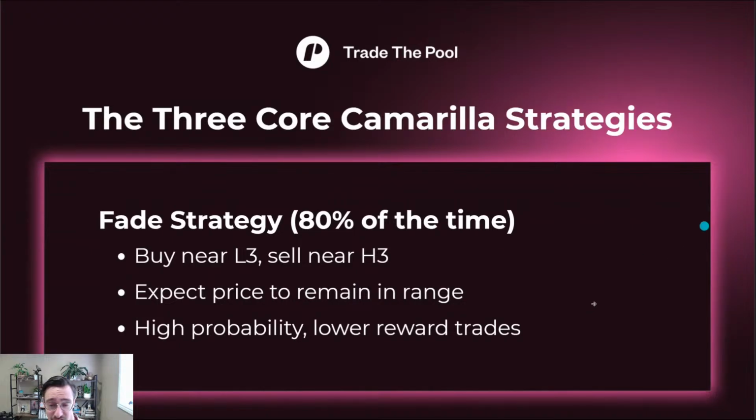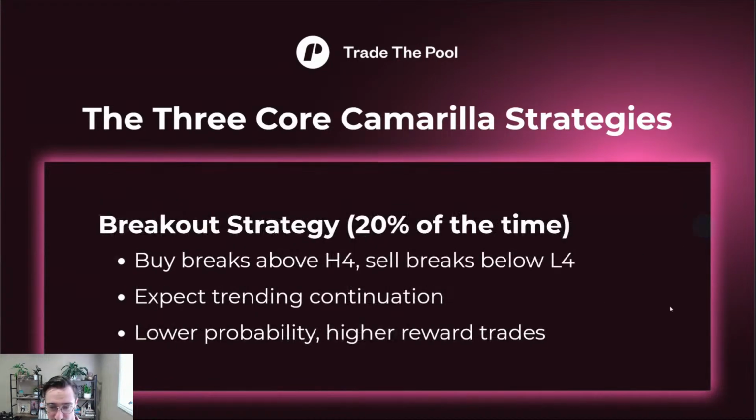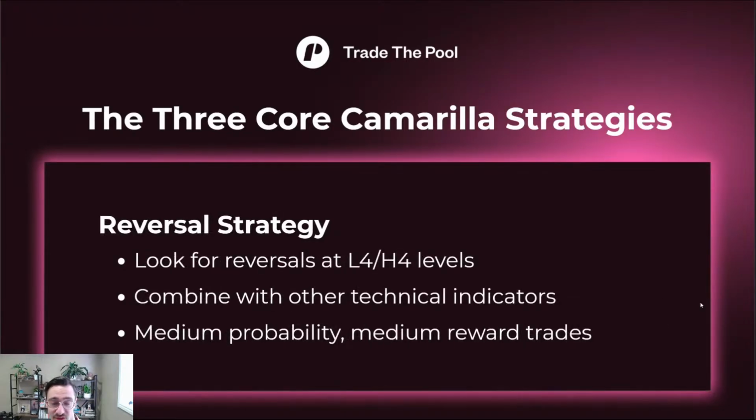So yeah, this is the fade strategy, and we're going to go in more detail on these too, but just running over them real quickly here. The breakout strategy happens about 20% of the time, like we're talking about. That's going to look like an explosive move through that H4 or a sell below that L4. And we're going to expect that trend to continue, like I said, and these are lower probability but higher risk or higher reward. And then the reversal off the L4 and the H4, I really love taking these.